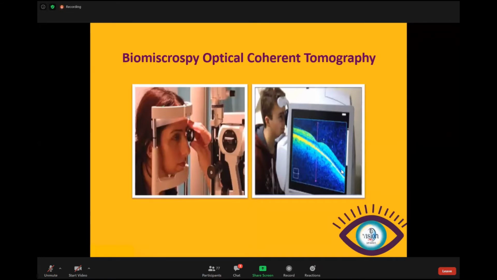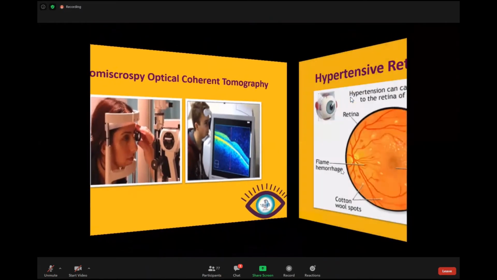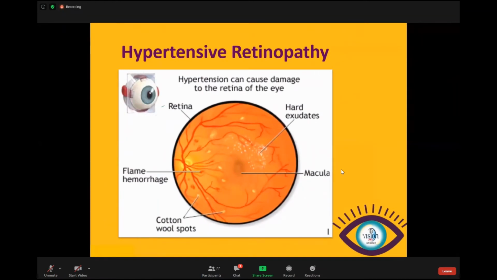I remember when I went to Singapore, most of the optometrists practicing there have optical coherence tomography in their clinic. Even when I went to the University of Hong Kong, they already had it. But here in the Philippines, because it's too expensive, very few do. Only ophthalmology centers have the OCT. Last time I discussed diabetic retinopathy.